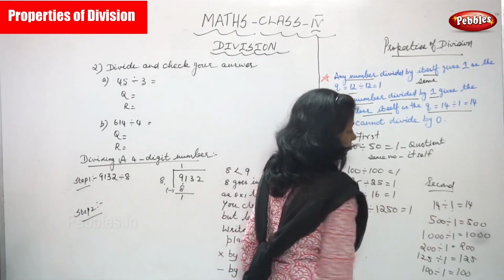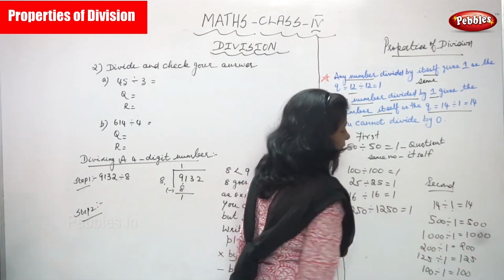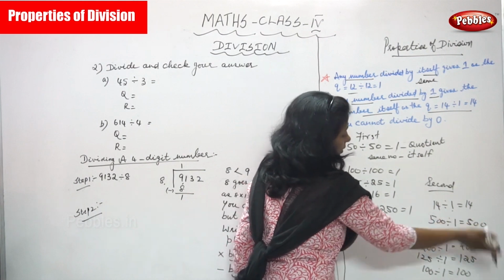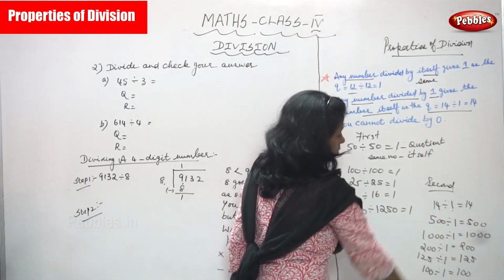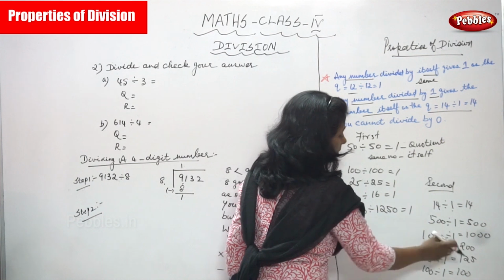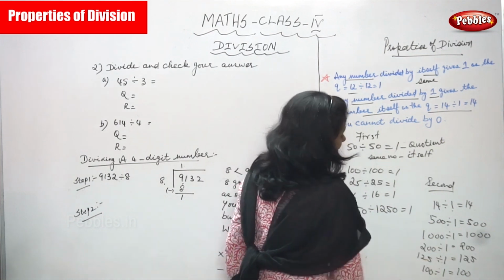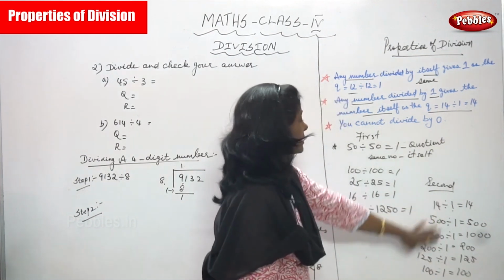14 divided by 1, you can get 14. 500 divided by 1 equals 500. 1000 divided by 1 equals 1000. And 200 divided by 1 equals 200. 125 divided by 1, you can get 125. 100 divided by 1, you can get 100. This is the second property.